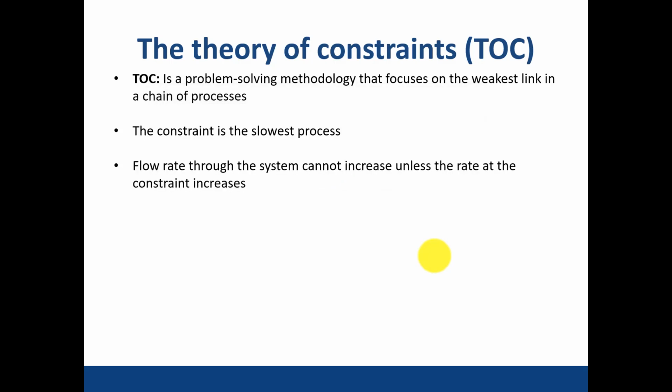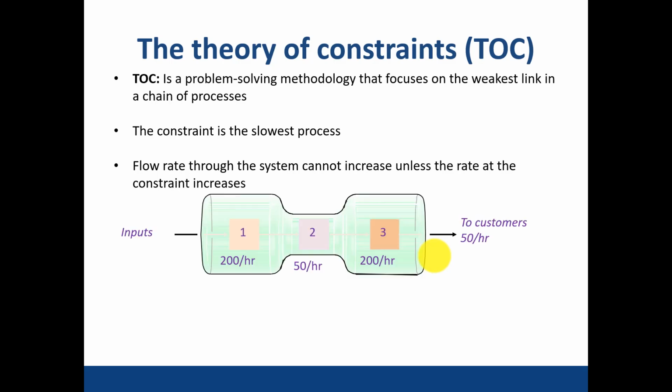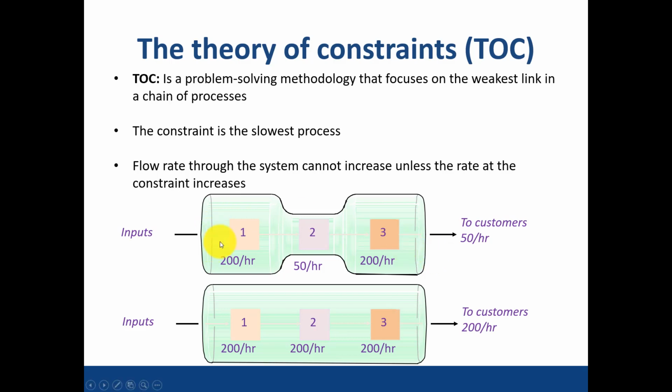So the constraint is the slowest process. Flow rate through the system cannot increase unless the rate at the constraint increases, as we have seen in that animation that I previously showed you. So for example, picture the following. Imagine that the flow of goods is represented by this pipeline, and the bottleneck is represented as a physical bottleneck here. So we have workstations working at different speeds, and always the slowest, which in this case is number 2, is going to define the exit rate, just like what we have seen. So this is the same concept, nothing new.